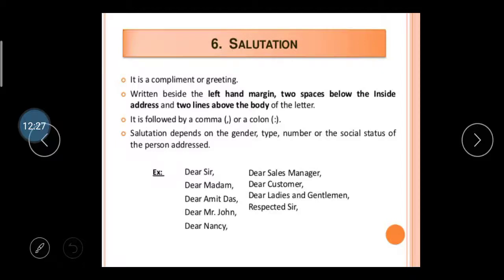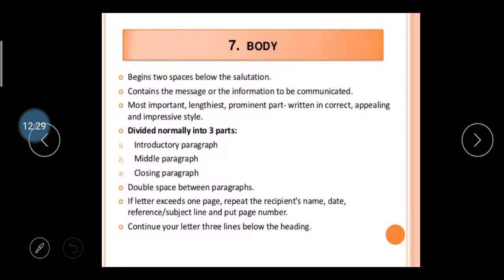Then after, the seventh is the body of your letter. Leave two spaces after the salutation, then write the message of information to be communicated. The body is the main part of your letter, because in this part you can communicate the letter's objective. Most important, the leading and prominent part is to be written in the correct form and with an impressive style.